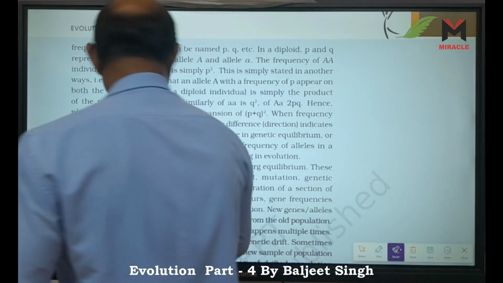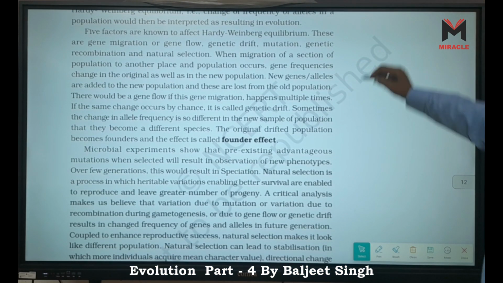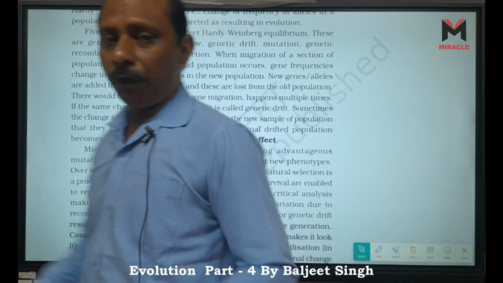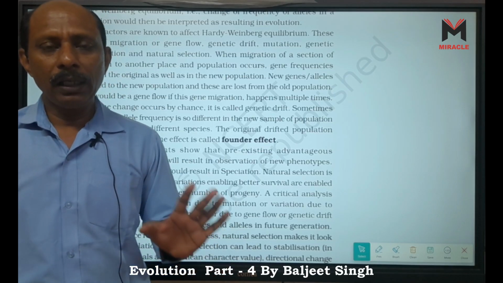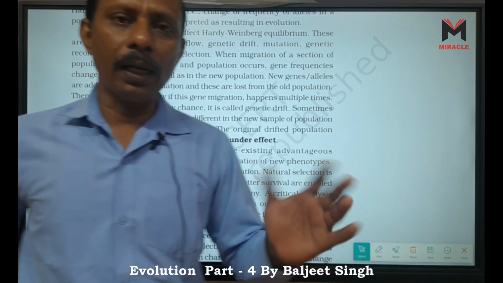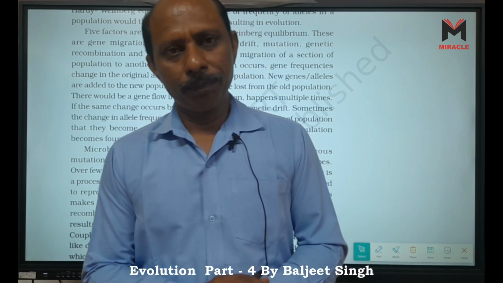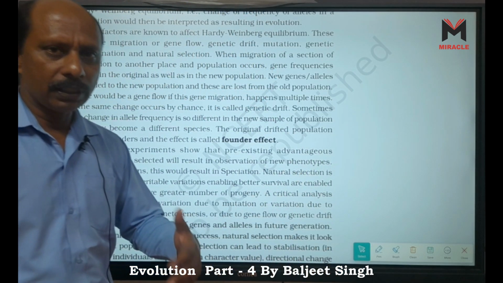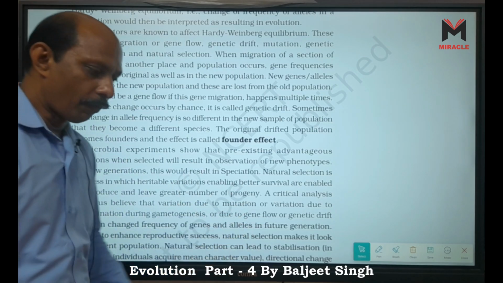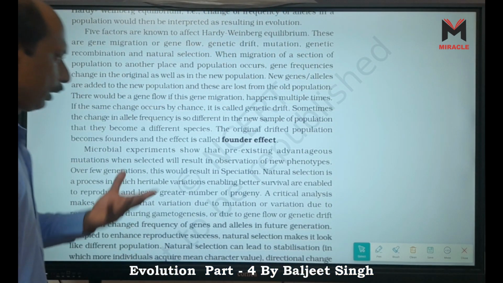Now, here are 5 factors. Look here, if the sum is equal to 1, then no evolution is there. But if it is more than or less than 1, that means directional evolution is going on. Why do I say directional? Because at that time we know which allele frequency is more, so the direction is toward the specific allele which is more in this equation.